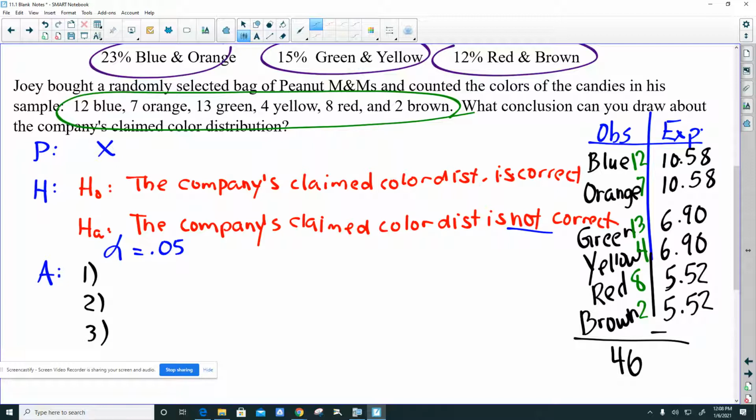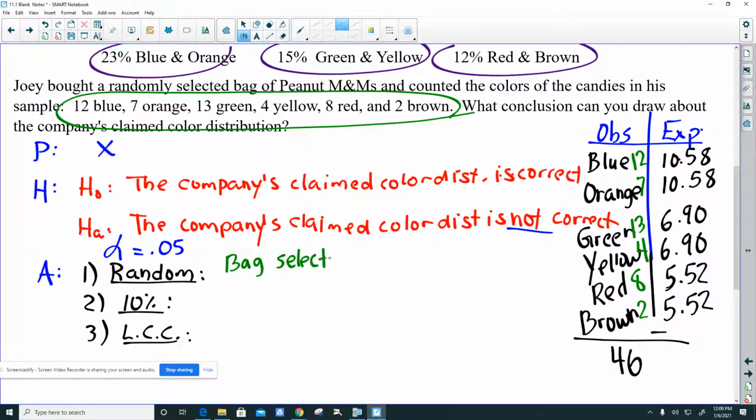Now it doesn't say anything on this problem about assuming conditions are met, so we do have to run through our conditions. Our 3 conditions that we'll need to make remarks about are randomness, 10% condition, and then the large counts condition. It does mention up above that Joey did take a random sample.